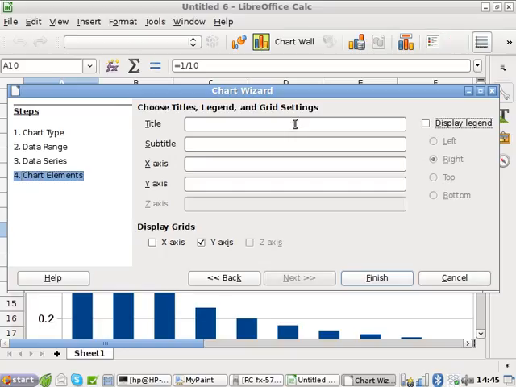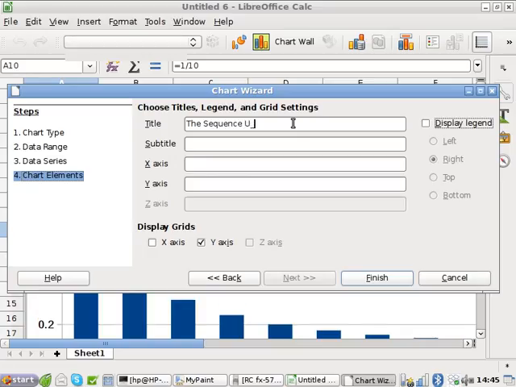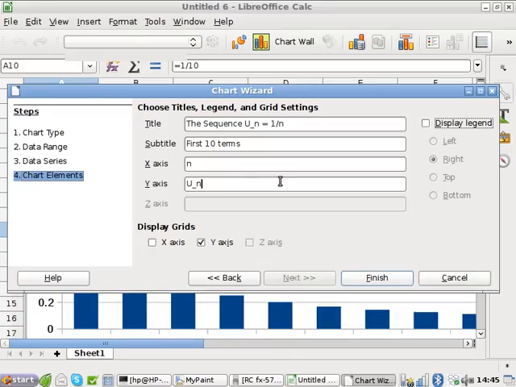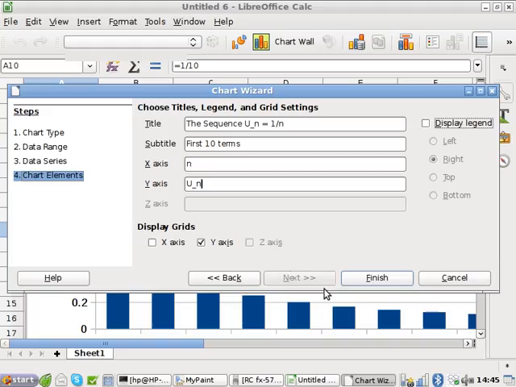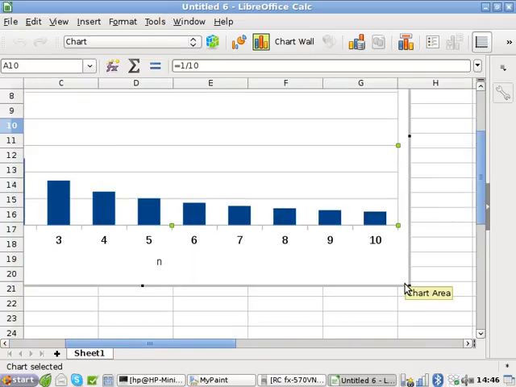I definitely want a title, so what would be a suitable title here? Something like the graph, the sequence U_n equals 1 over n. First 10 terms. And on the x-axis is n, and on the y-axis, U_n. I don't need the x lines, I do need the y lines for this graph, so we'll just finish. And this is what we have here. So let me just zoom out a little bit.